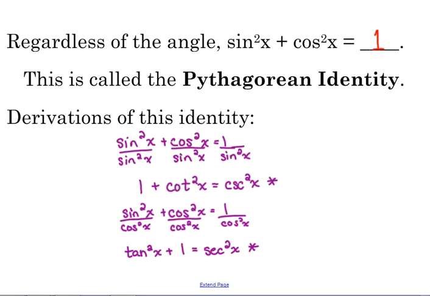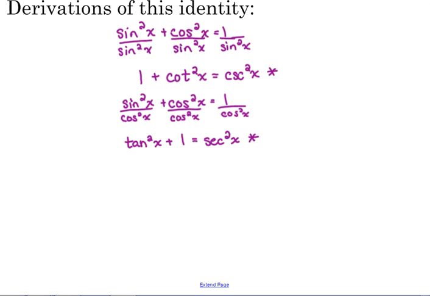Technically, there are 6 more. Now, I'm not going to get into all 6 of them. I am going to give you a little sneak peek here with the last one. We can rearrange that equation. We're not going to change it. We're just going to rearrange it. Depending on what information we have, we may need secant squared and tangent squared on the same side.